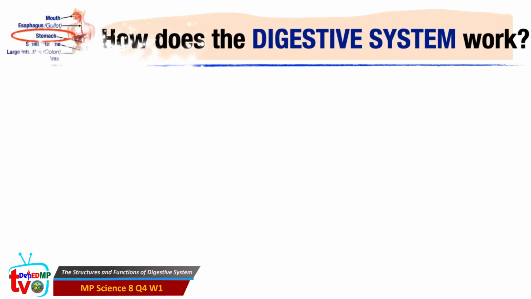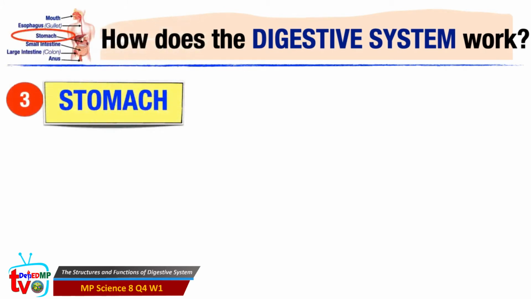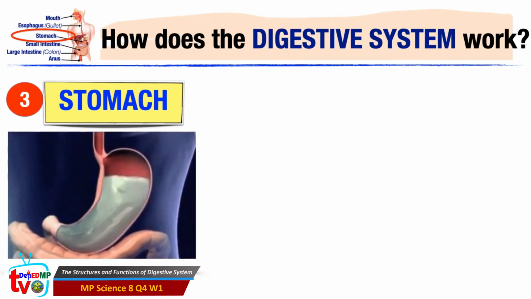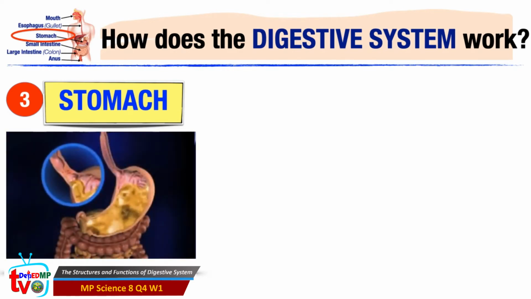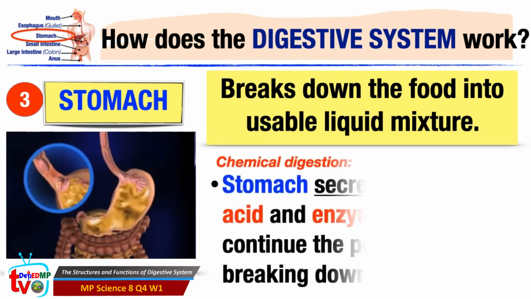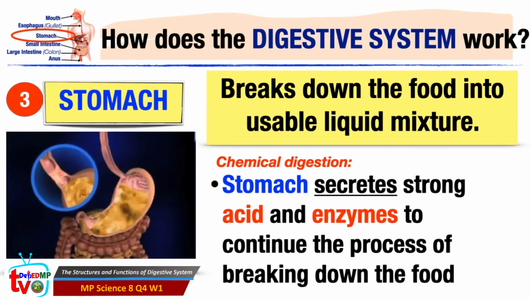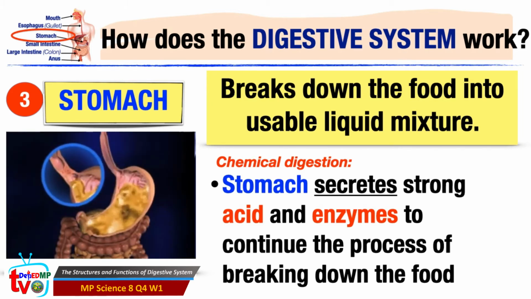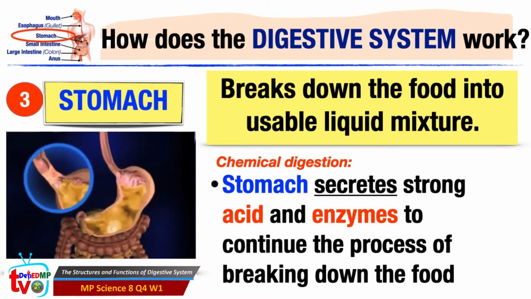From the esophagus, the mushy pieces of food is passed through the stomach. Stomach is a hollow organ or container that holds food and breaks it down into usable liquid mixture by the stomach enzymes. Chemical digestion is happening in the stomach. The cells in the lining of the stomach secrete a strong acid and powerful enzymes to continue the process of breaking down food into a usable form.